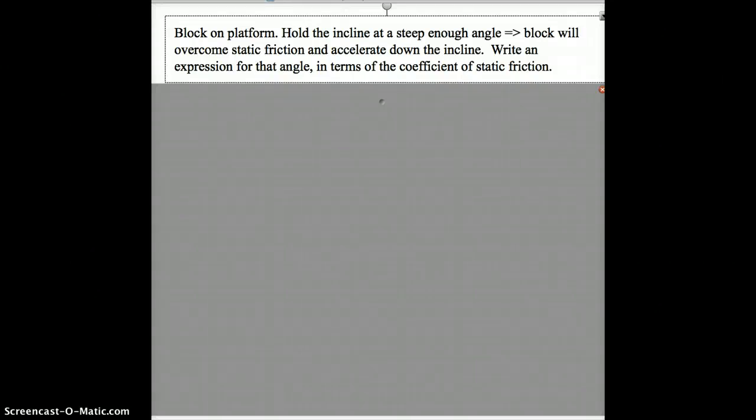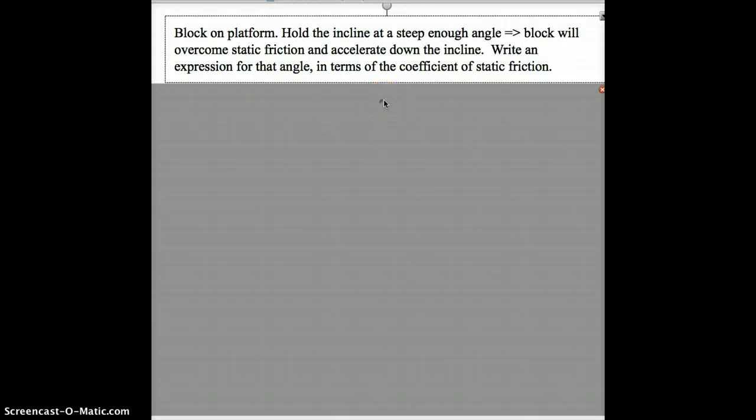This is a pretty canonical problem. It involves inclined planes, and it requires us to use our two-dimensional Newton's second law skills. We imagine a block on a platform, or some eggs on a Teflon pan in certain versions of this problem. We're going to hold the incline at a steeper and steeper angle until the block starts to overcome static friction and accelerate down the incline.